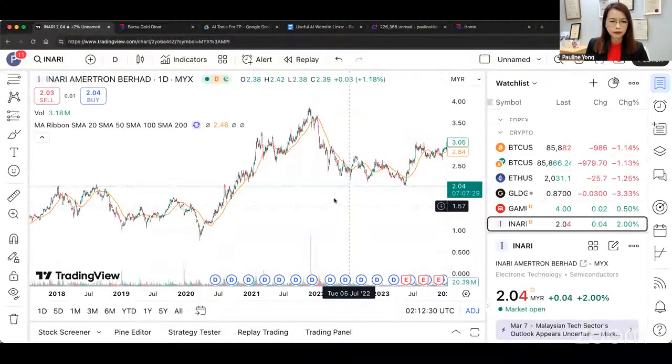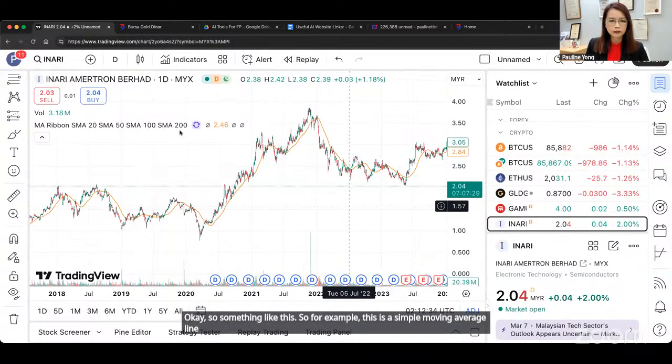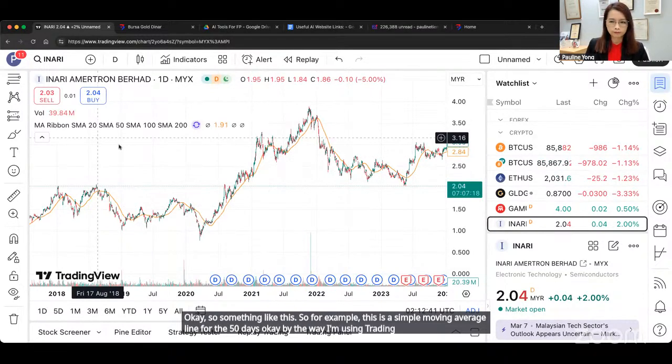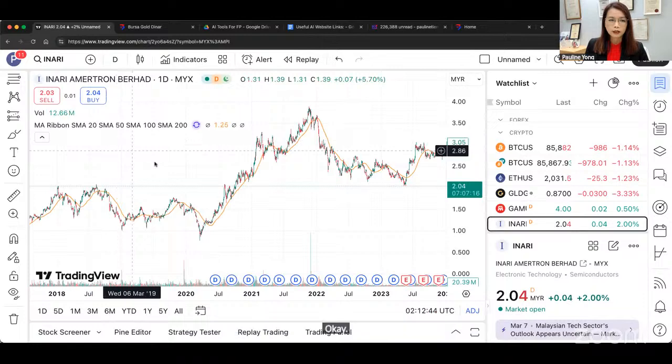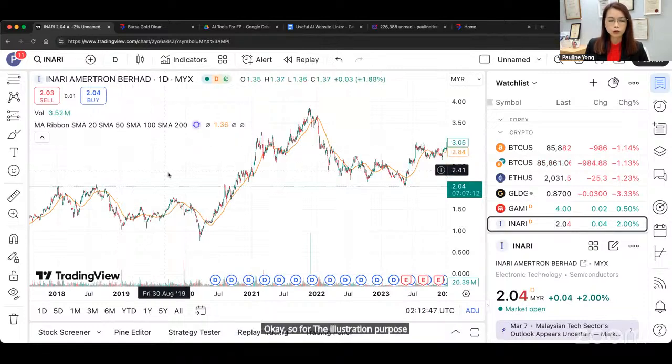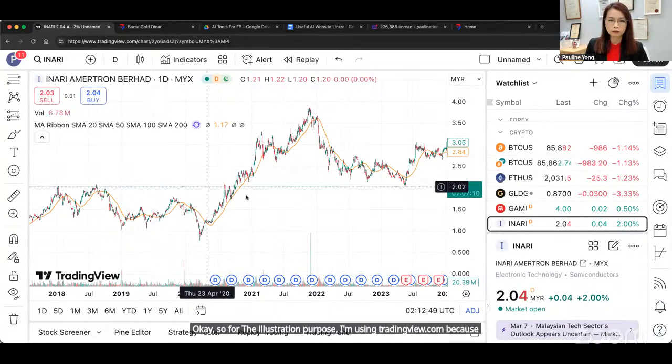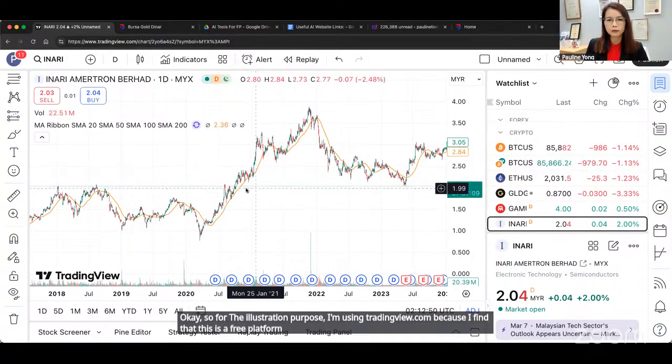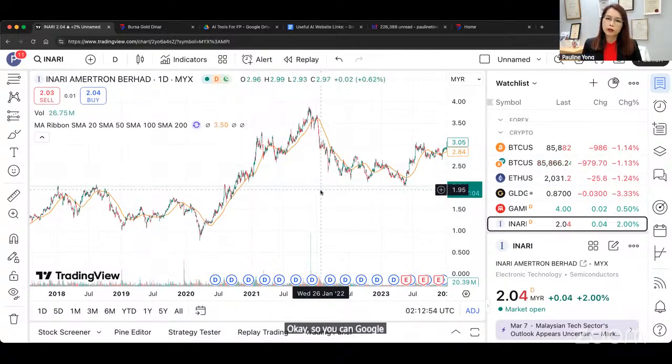Okay, so for example, this is a simple moving average line for the 50 days. By the way, I'm using tradingview.com. For illustration purposes, I'm using it because I find that this is a free platform that everybody can use. You can Google, type in tradingview.com, and then you will come to here.